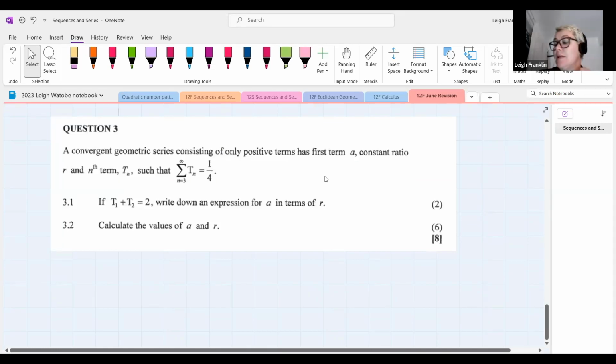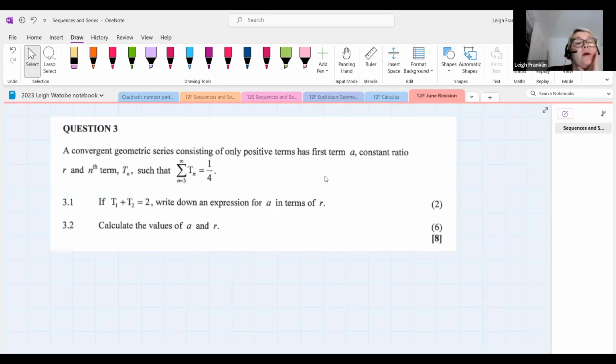Right, so this is something that's a little bit more unusual. It tells us a convergent geometric series consisting of only positive terms has first term A, constant ratio R, and the nth term Tn such that, so here they give us n starts at 3, sum to infinity, Tn equals 1/4, right? This is very unusual. We don't see stuff like this very often. Probably not in many textbooks. What does that mean? What are they trying to tell us by that piece of information?